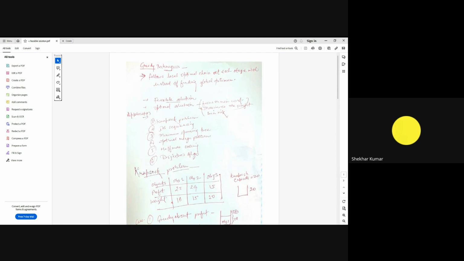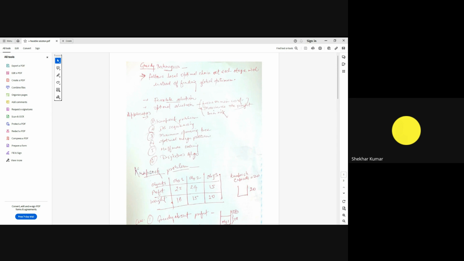The second approach would be the greedy approach. In the greedy approach, we calculate the ratio of profit and weight. We calculate the ratio according to the profit and the weight. Accordingly, we will select the item. The item with the highest ratio will be selected first. You can also understand it in the numerical example.